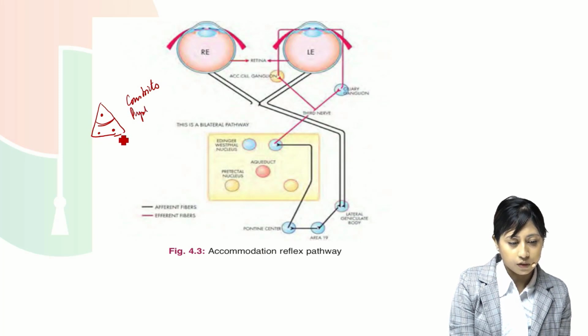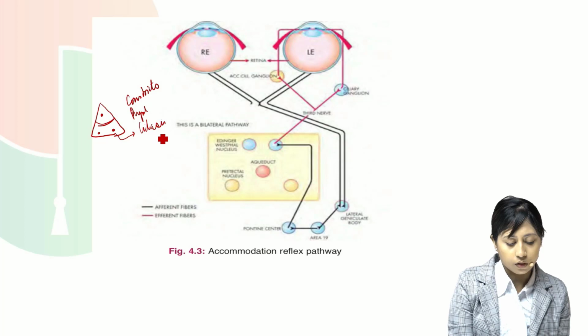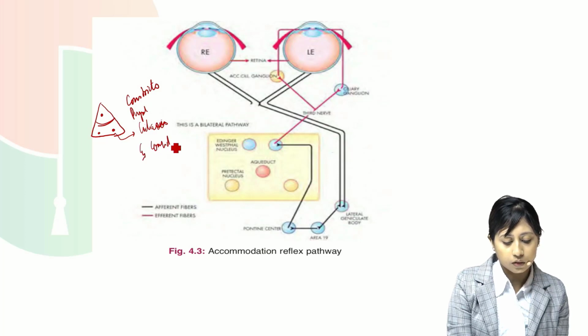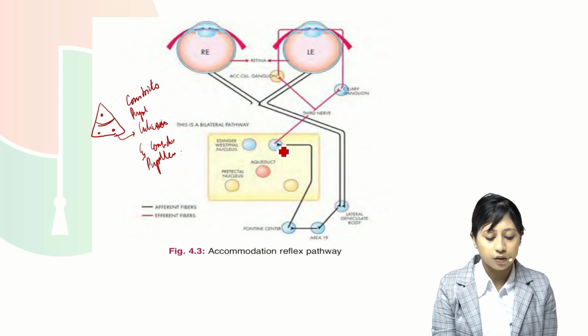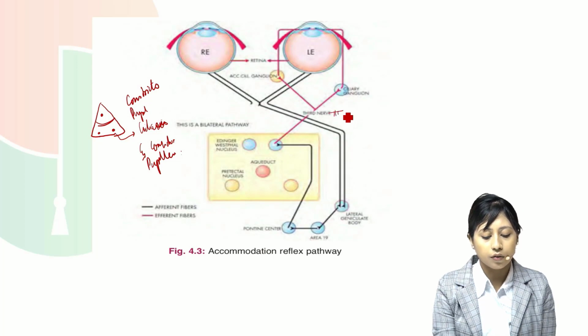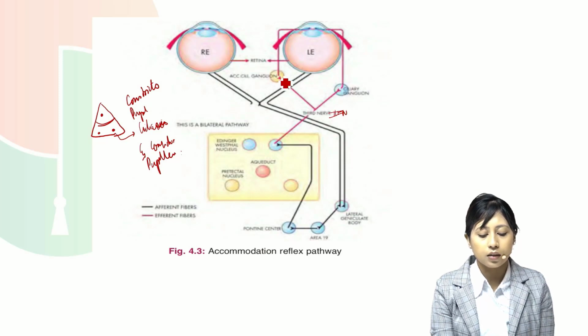The lower fibers give rise to the ciliaris, and also the constrictor pupillae. So from the Edinger-Westphal nucleus, the efferent fibers go to the oculomotor nerve, the third nerve, and from the third nerve they go to the ciliary ganglion and accessory ciliary ganglion.